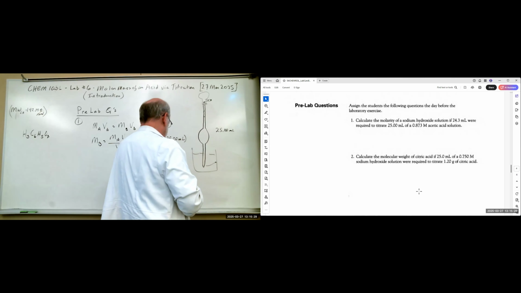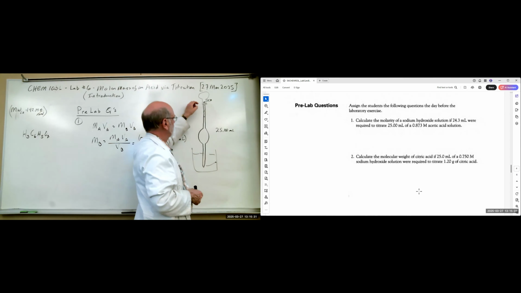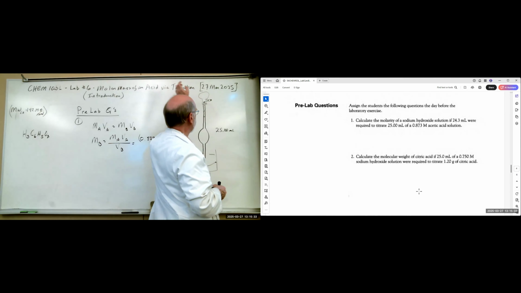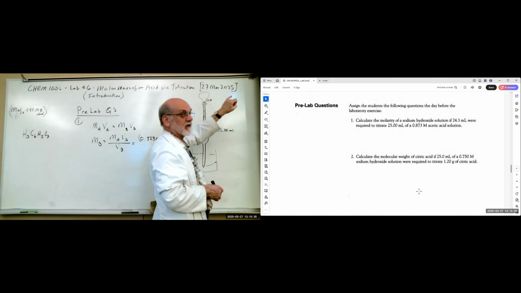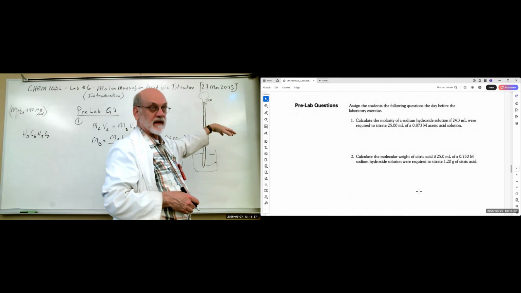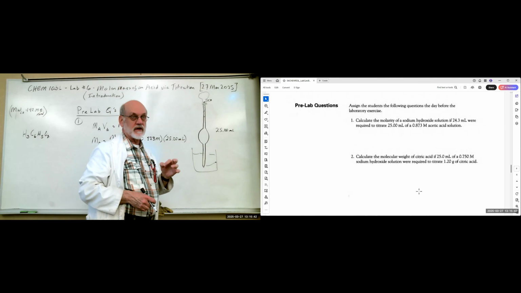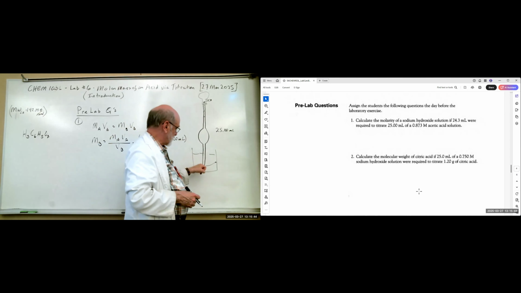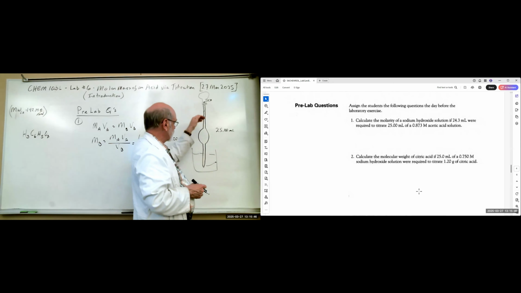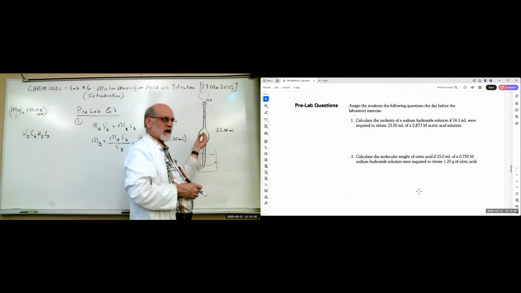Take it over to your flask and just remove that or squeeze this one right here, and it'll let air back in. And let it drain under gravity. They're calibrated to drain under gravity. This tip is the right size so that it drains slow enough so that anything clinging to the walls has time to drain off the walls.